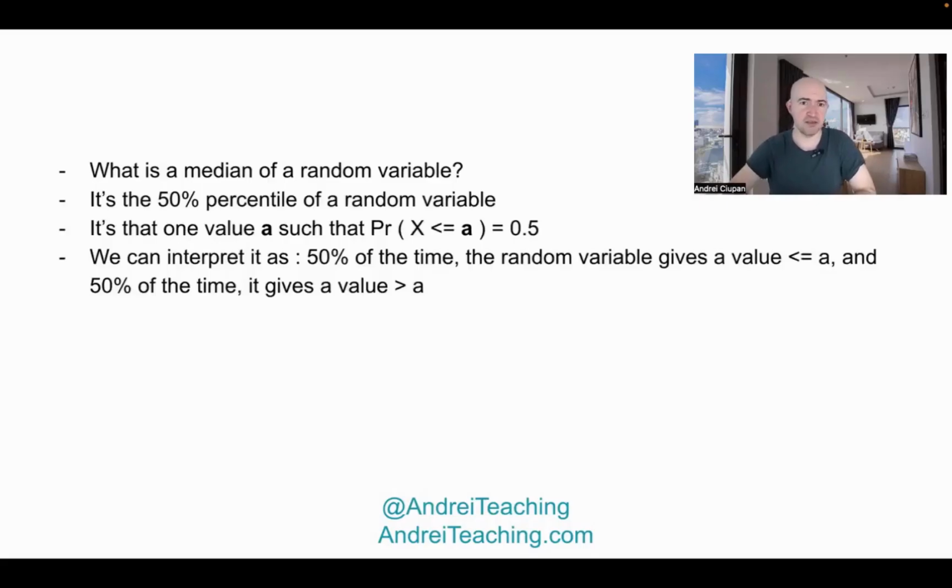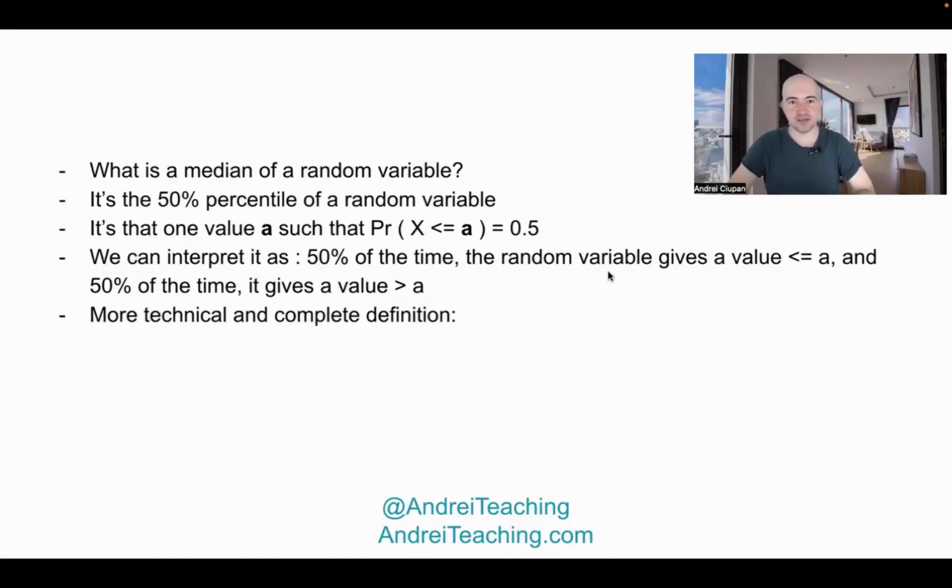That's one way to describe it kind of intuitively. We can write it with a bit of math. It's the one value a, such that the probability of getting something less than or equal to a is exactly 50%. And we can interpret this as 50% of the time, the random variable gives something less than or equal to a, and the other 50% of the time, it gives a value bigger than a. So it's the value that splits the random variable in the middle. We can think about it as the middle value in a way. That's why it's called the median.